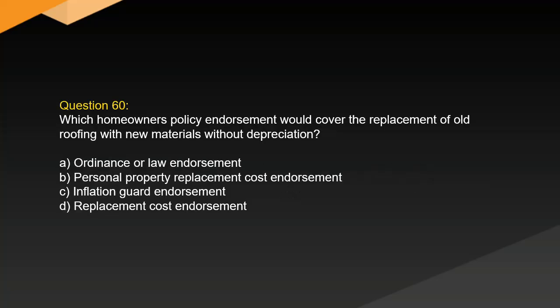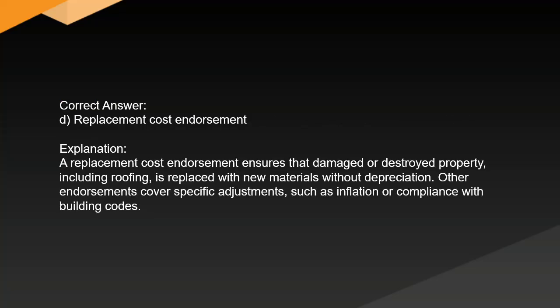Question 60. Which homeowner's policy endorsement would cover the replacement of old roofing with new materials without depreciation? A. Ordinance or law endorsement. B. Personal property replacement cost endorsement. C. Inflation guard endorsement. D. Replacement cost endorsement.